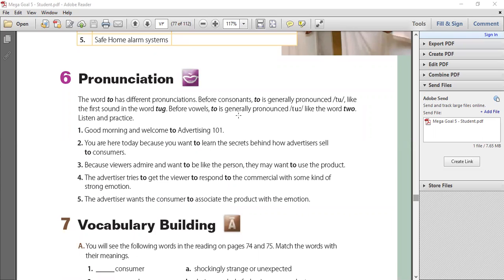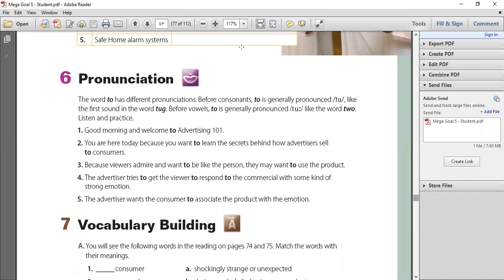Page 73. 6. Pronunciation. The word "to" has different pronunciations. Before consonants, "to" is generally pronounced "t", like the first sound in the word "tug". Before vowels, "to" is generally pronounced "to", like the word "to". Listen and practice.